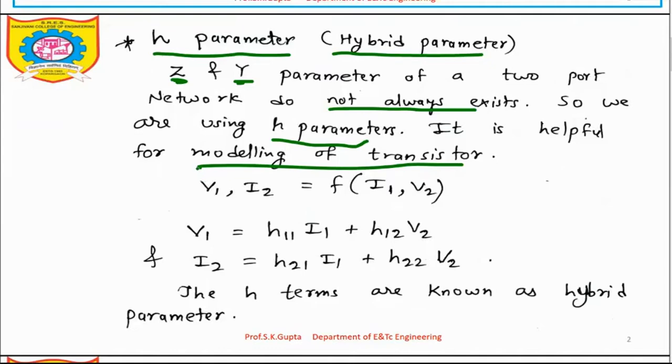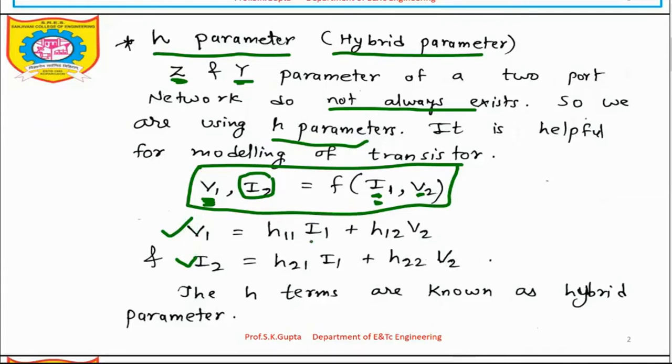Now the equation of the H parameter, very important equation. V1, I2 is a function of I1, V2. Once you know this, you can write the equations for the H parameters. So what is my V1 equation? V1 equal to H11 I1 plus H12 V2. And what is my I2? I2 equal to H21 I1 plus H22 V2. So these are the equations for V1 and I2. So remember this, V1, I2 is a function of I1, V2, and then you can write the equations.